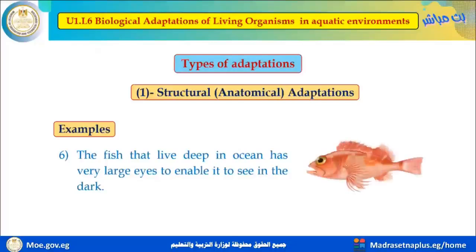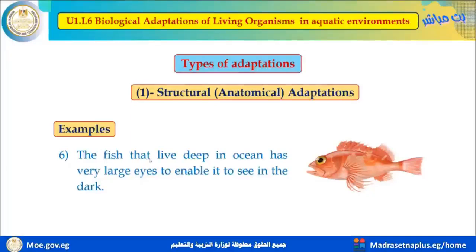Okay, another example. Yes, I want all of you, from the first observation of this fish: what is the weird thing you can see in the fish? Excellent. We can notice that it has wide eyes, and these wide eyes help the fish to see in the dark, in the deep areas in the ocean. So this is a kind of structural adaptation.